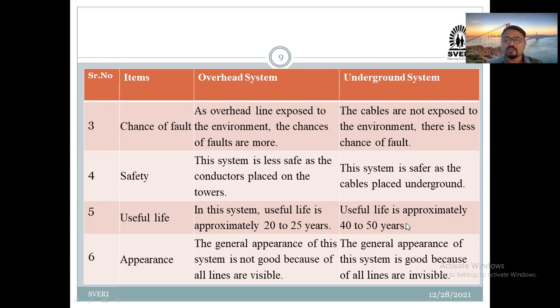We know the system is below the ground, but exactly where, we don't know. So as far as appearance is concerned, the overhead system does not have a good appearance because lines are visible. But in the underground system, the appearance is good because the lines are invisible.